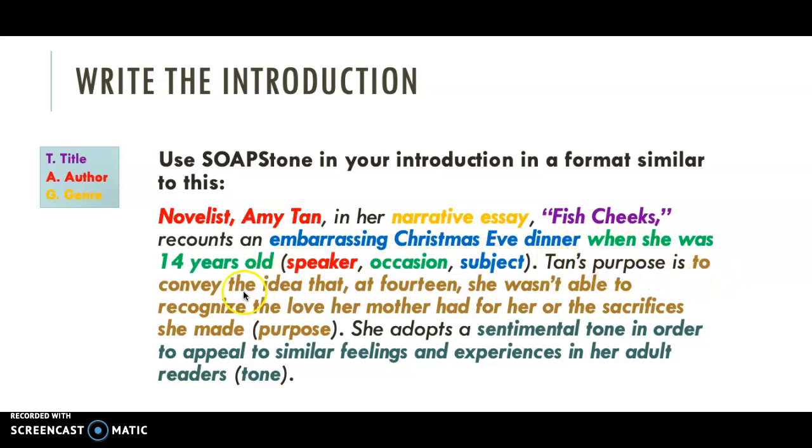Tan's purpose is to convey the idea that, at 14, she wasn't able to recognize the love her mother had for her or the sacrifices she made. She adopts a sentimental tone in order to appeal to similar feelings and experiences in her adult readers.